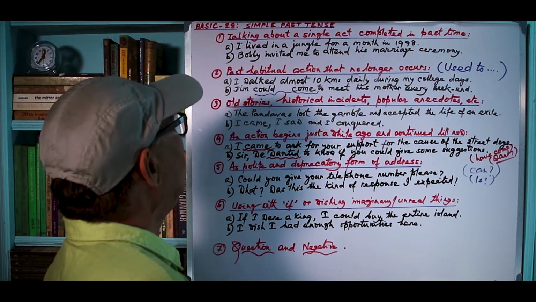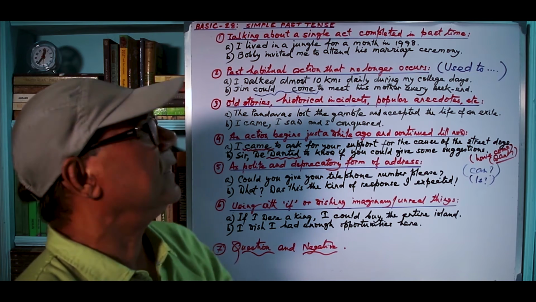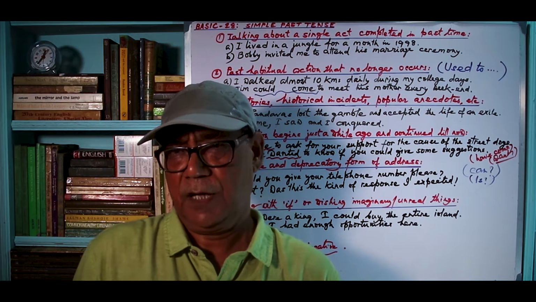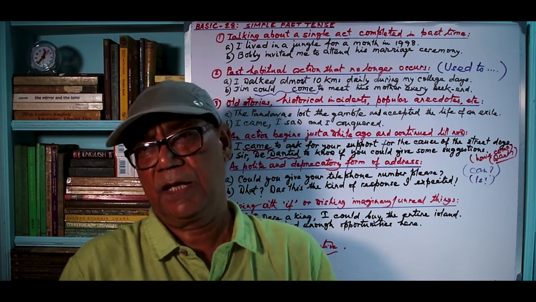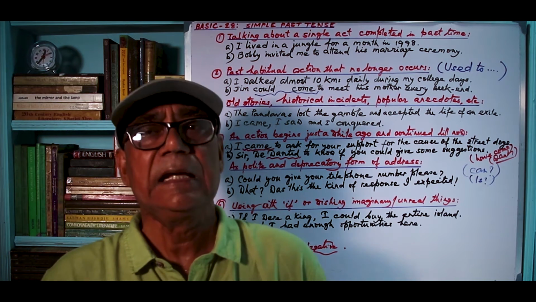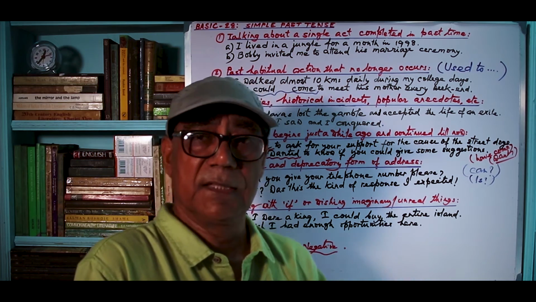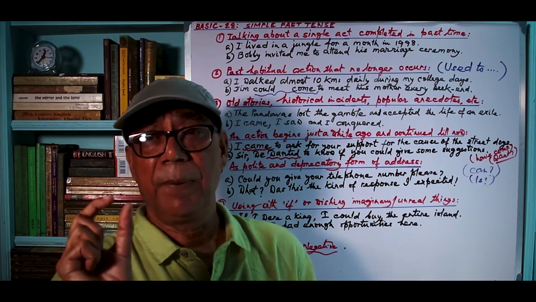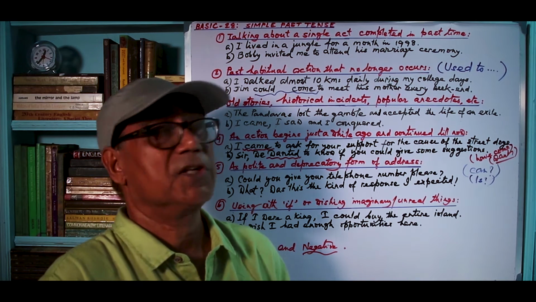So example, I lived in a jungle for a month in 1998. I lived in a jungle. For a person, of course, this is a very strange experience that he lived in a jungle for a month. So this is written in the simple past tense format.